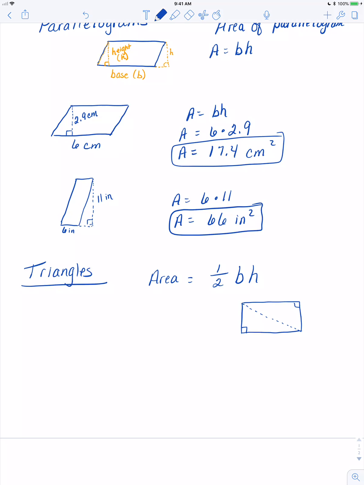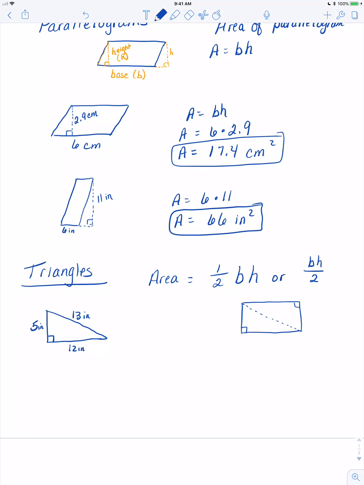So let's just do a couple of those. You just have to make sure that you get that half in there. Some people, you might see it also written as base times height divided by 2. Sometimes that formula is a little bit easier to use. So either one works. So let's say this is 5 inches, this is 12 inches, this is 13 inches.